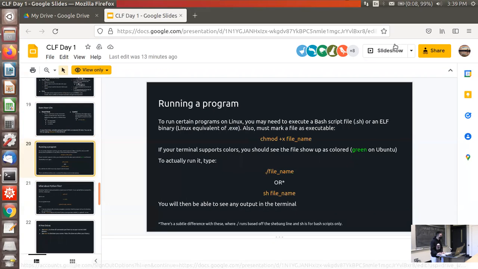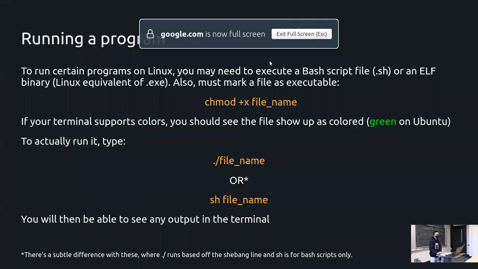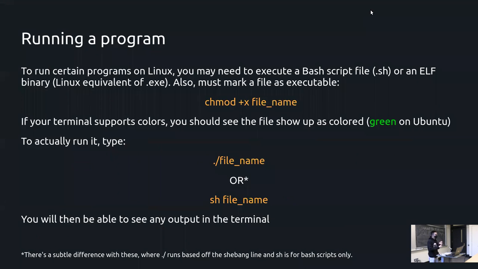Yeah, this part is relatively simple. So sometimes you are given something called an ELF binary, or sometimes a bash script that you need to run. And bash scripts are the equivalent of PowerShell or a batch file, with a slightly different pronunciation on Windows. And then the ELF binary is the equivalent of .exe.